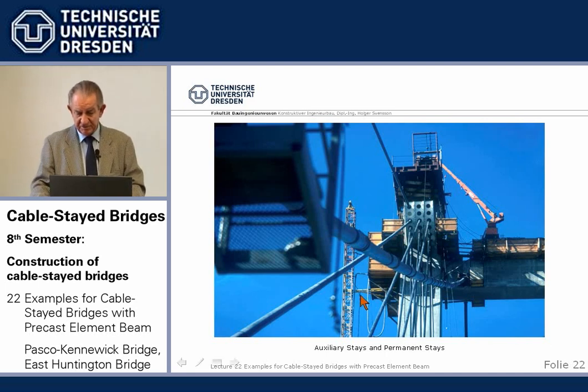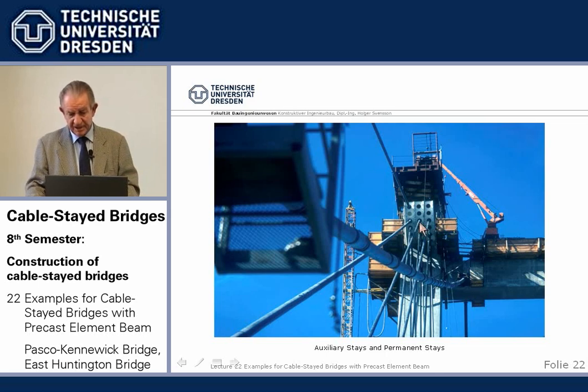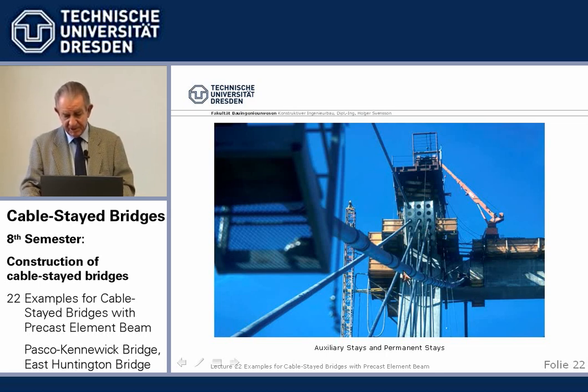Here, during construction, we see the final cables, and we see here an auxiliary cable.